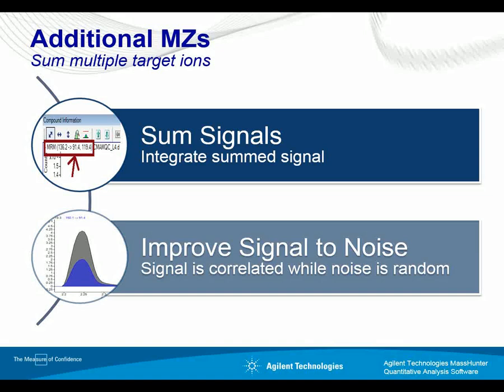So looking at improving signal to noise, signal averaging theory tells us that if the assumption is true that the signal is correlated while the noise is random, ideally that improves as the square root of the number of measurements. So I should get a better signal to noise if I'm able to sum up additional transitions together.